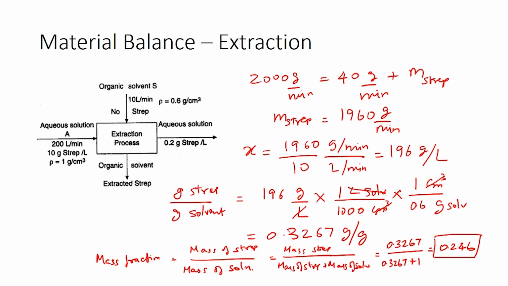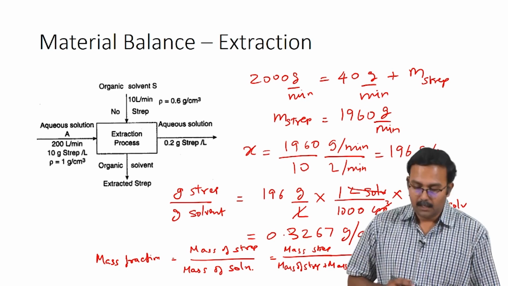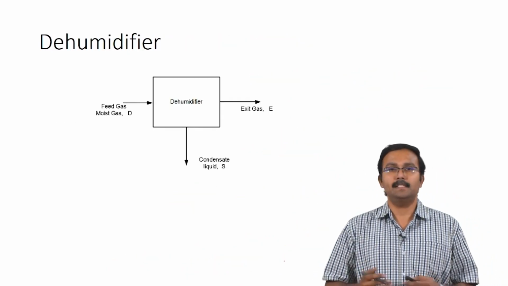I hope you were able to follow this problem. Please try this problem by yourself so that you would be able to understand the fundamentals which are explained here. This would be a simple example problem which uses the concepts of mass fraction and mass ratio and also explains how material balances can be written for this type of system. Let us move on to the next type of process.